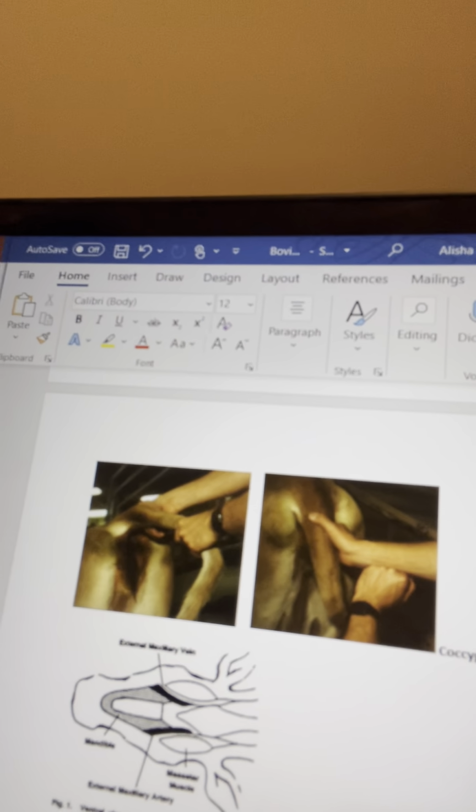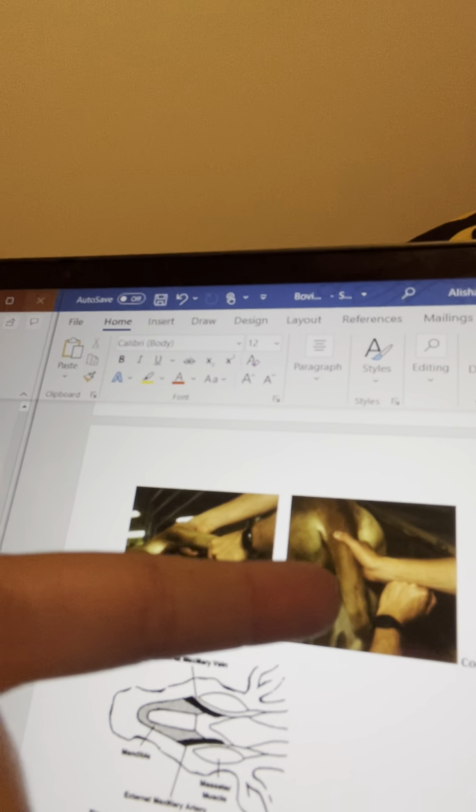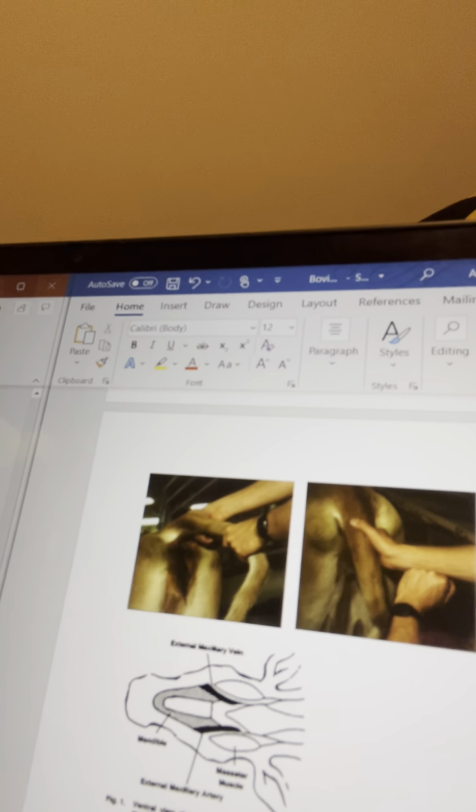The technique is to place your fingers flat on the cheek in front of the masseter muscle and move them back and forth so you can easily feel the artery. The coccygeal artery is this one right here in these pictures. She said don't look at this picture because that's not how you do it. You usually just use your fingertips. You're not holding the tail exactly.